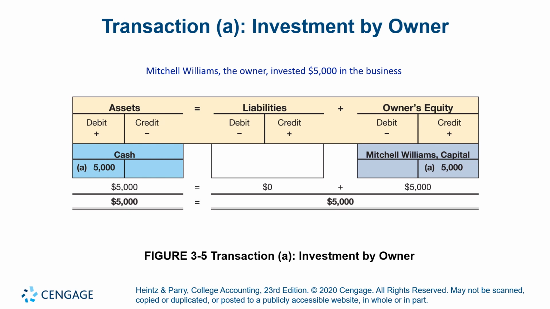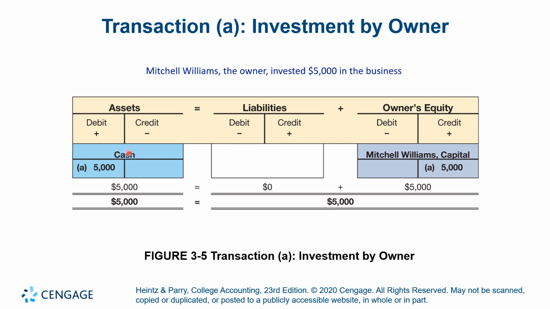So transaction A, we start with an investment by owner. Mitchell Williams, the owner, invested $5,000 in the business. This is a great visual because we have the assets, the T chart here, and we can see the debit on the left and the credit on the right. And then we have it broken down for liabilities and owner's equity.